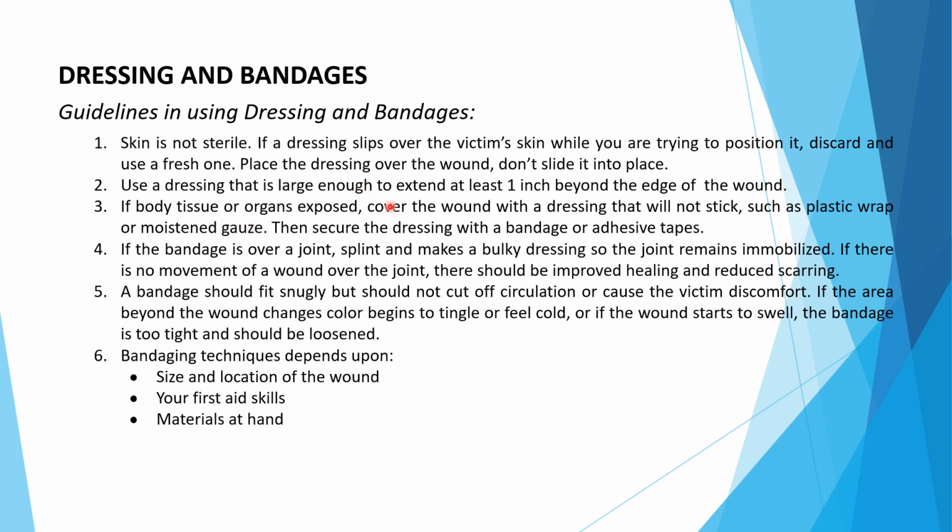Use a dressing that is large enough to extend at least 1 inch beyond the edge of the wound. So, dapat the wound should be completely covered. If body tissue or organ is exposed, cover the wound with dressing that will not stick, such as plastic wrap or moistened gauze. Then secure the dressing with a bandage and adhesive tapes. If the bandage is over a joint, split and make a bulky dressing so the joint remains immobilized. If there is no movement of a wound over the joint, there should be improved healing and reduced scarring.